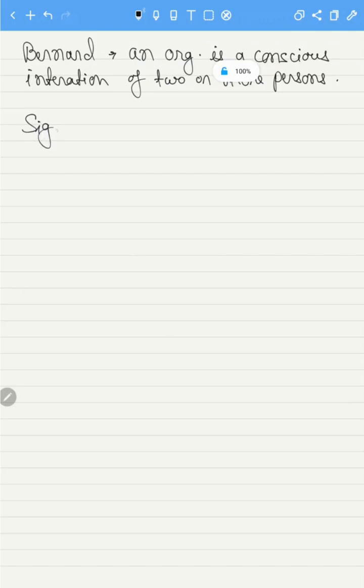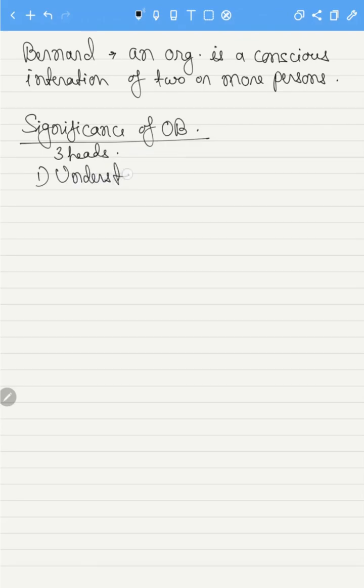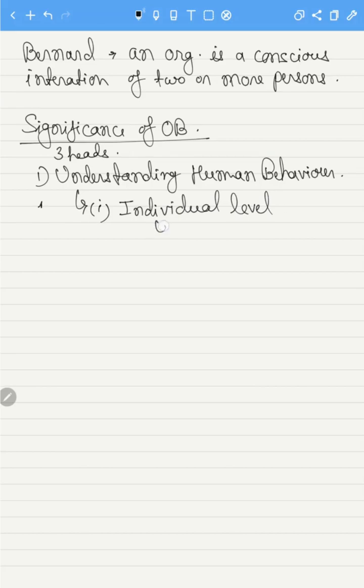Now let us see the significance of OB. To get the productive work from employees, managers must know how the people in the organization behave. Thus, the significance of OB is explained in three heads. First head is understanding human behavior. Human behavior is a complex phenomenon and is affected by a large number of factors: psychological, social, cultural, and some others. OB studies individual behavior at four levels. Those four levels are: first is individual level, in which individual behavior is understood.